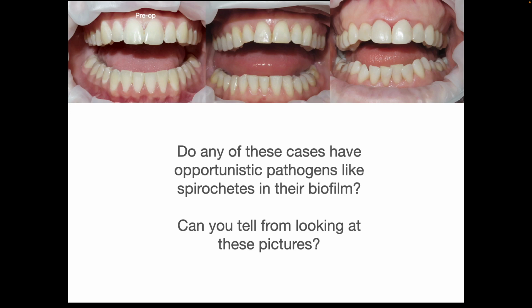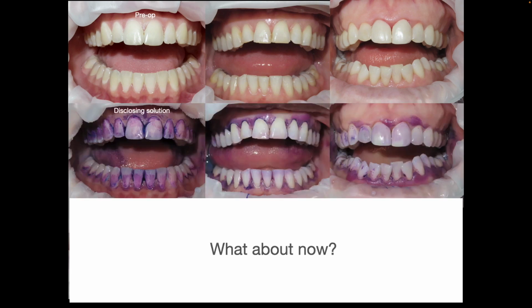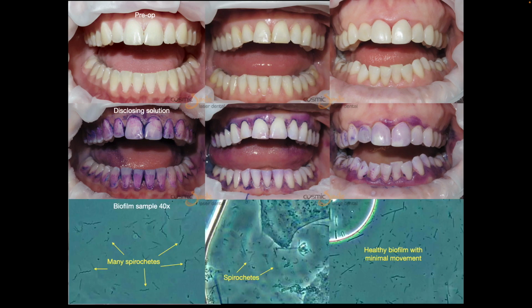But the problem is that looking at a patient like this, and even observing the clinical signs, seeing if there's any pocketing or bleeding, that doesn't tell us a lot about what is in the biofilm. If we disclose the biofilm, we can see that perhaps we know which may have some pathobionts within the biofilm, but we're not sure. It's only when we really have a close look and actually see the bacteria within the sample that we can really determine what is in there and which is healthy.